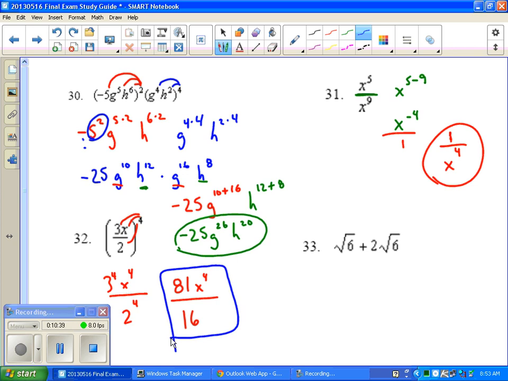Number 33 is a little bit easier of a problem. The square root of x, now I'm thinking the other way. The square root of 6 plus 2 times the square root of 6. Had this said x plus 2x, we would all write 3x with no problem. Most of y'all can do that with no issue. Your radicals, when they're the same, act the exact same way. This is just like 1x plus 2x. So this is just like 1 times the square root of 6 plus 2 times the square root of 6. 1 plus 2 is 3 times the square root of 6.